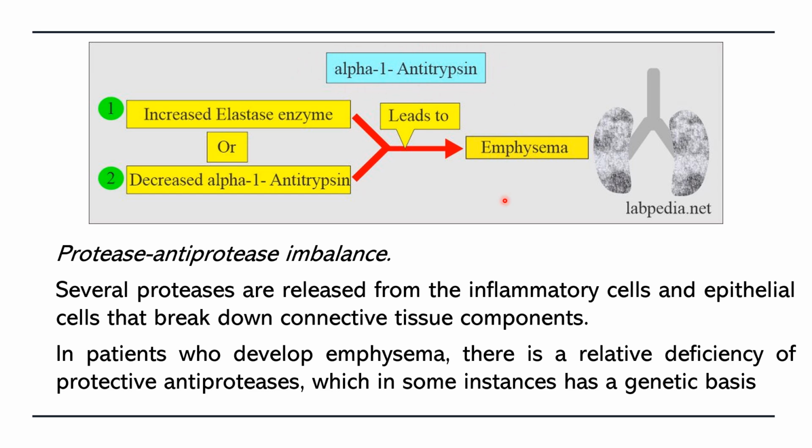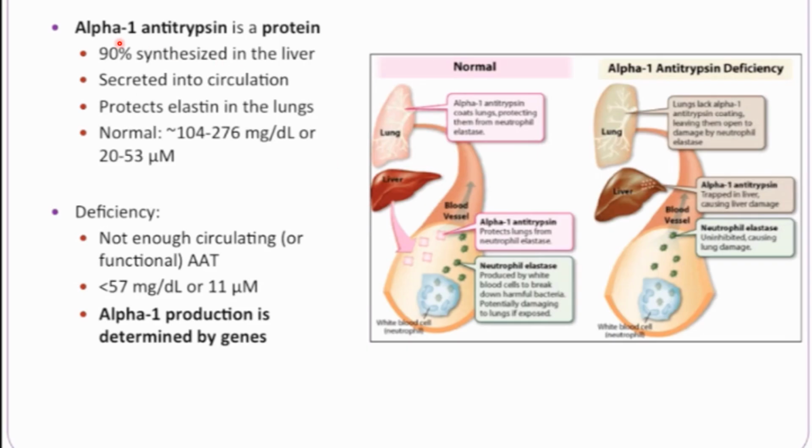Okay, so there will be a relative deficiency of this protective antiprotease, but in some cases there will be some kind of genetic basis. Alpha-1 antitrypsin, which is a protein, 90% of it is synthesized by the liver. It is secreted into the circulation and it protects the elastin in the lungs that is destroyed by the elastase, and the normal level is 104 to 276 milligram per deciliter.